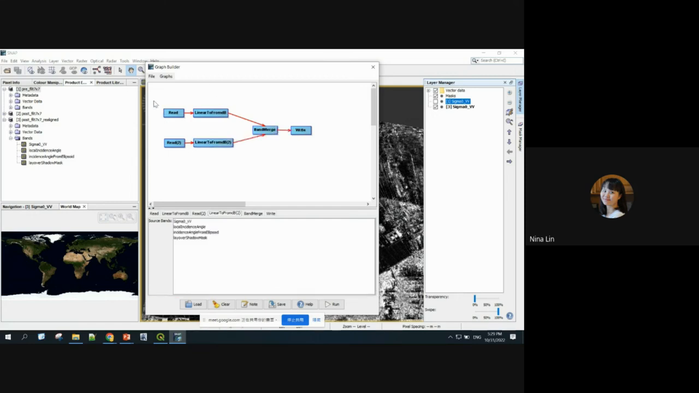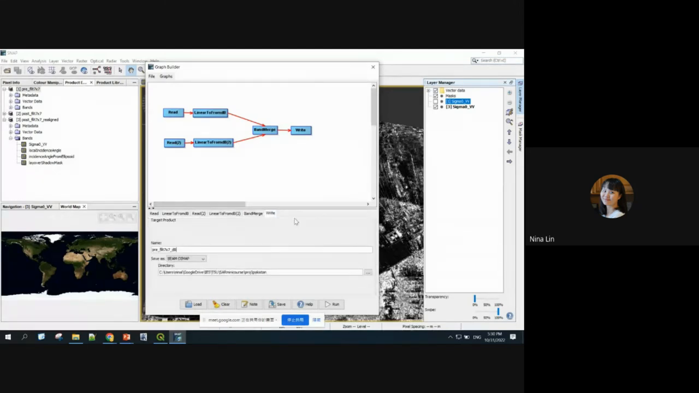Okay, all right, and then now we read. So this is pre and linear to dB. Maybe read two first. Read two is the post, realigned. Don't choose the wrong one. Otherwise, when you do the later calculation, if the pixels are not properly aligned, you may face some problems. And linear to dB, this one, you just keep the default. Linear to dB2, you just keep the default. And merge, also keep the default. So it's quite straightforward.